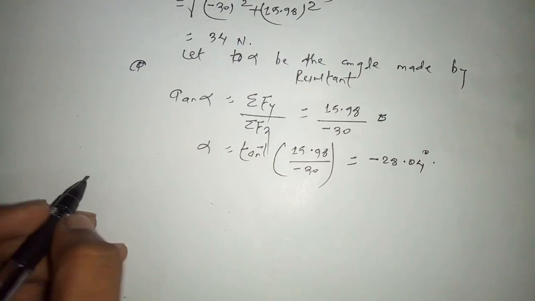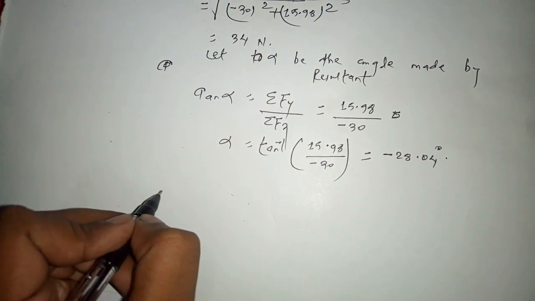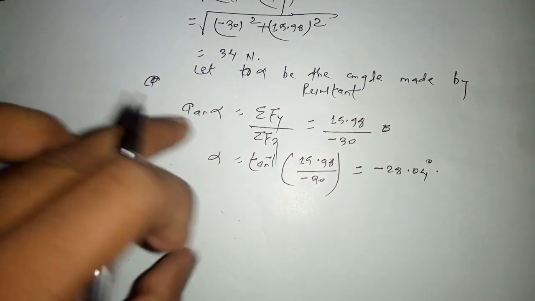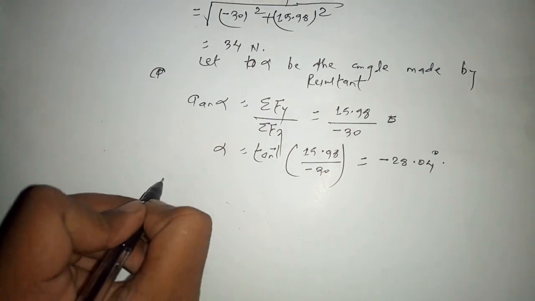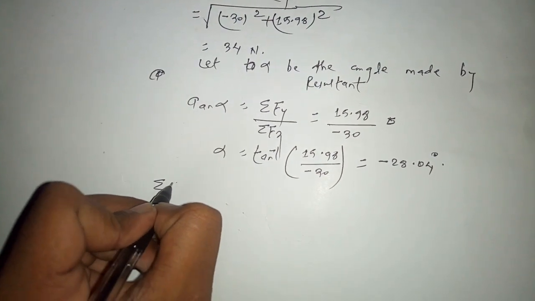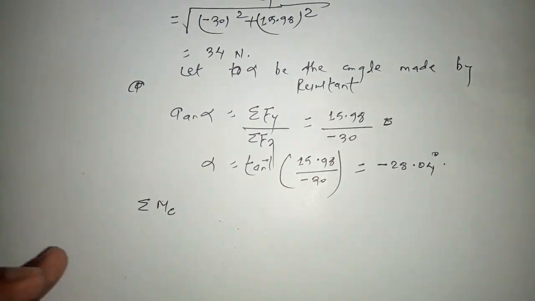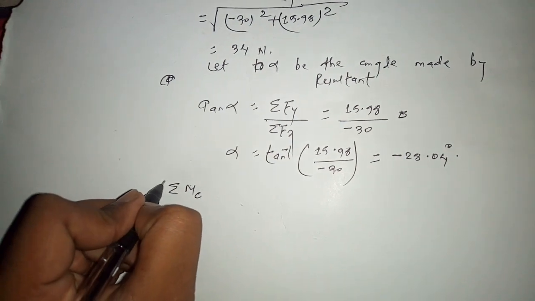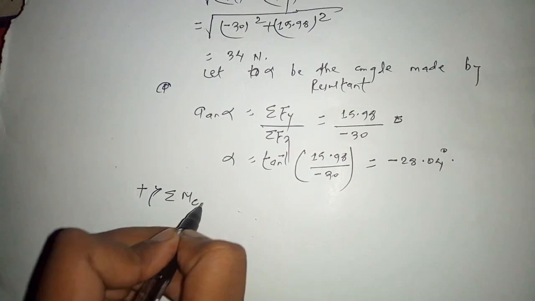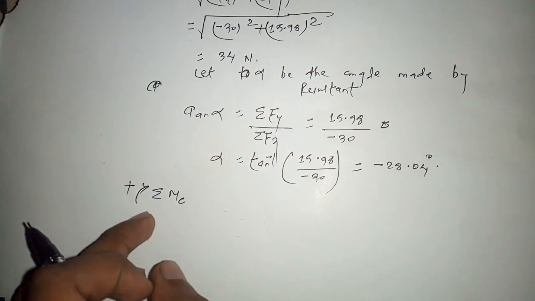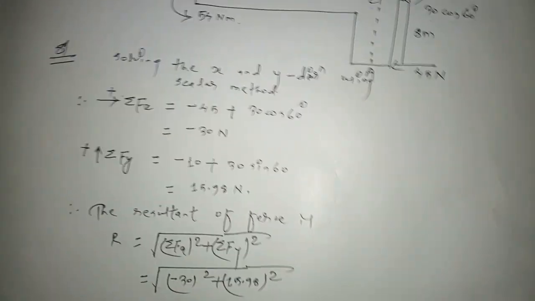Now guys, I am solving the moment, the total summation of the moment at point C. Now I am taking clockwise as positive. You can take anti-clockwise as positive if you wish. Now I am solving. Look here guys.